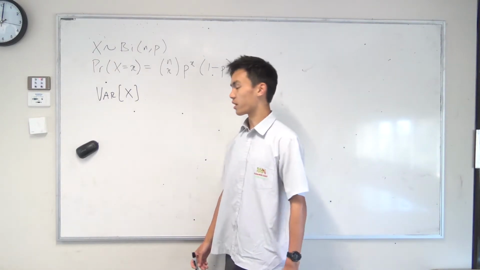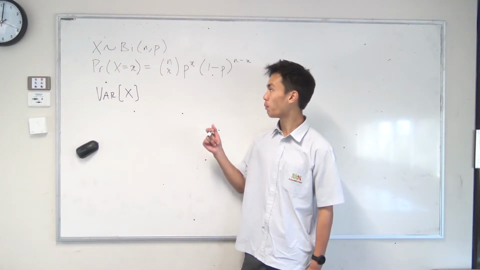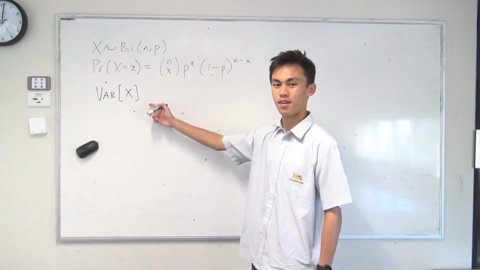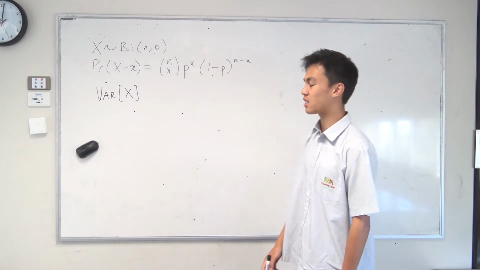Good morning, everybody, and today we are back with some more probability. Today we're going to be having a look at the variance, and we're going to be deriving the formula for the variance of a binomial probability distribution.